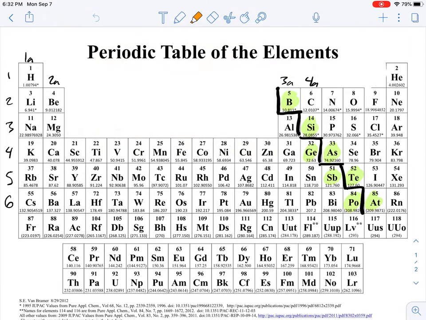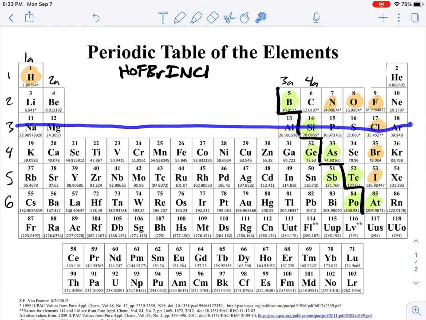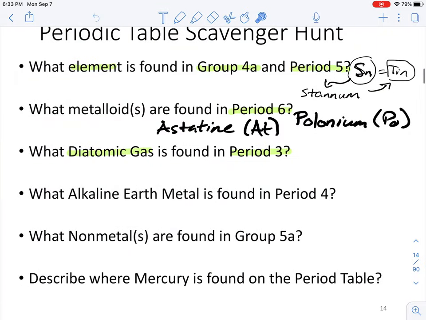So I'm going to go ahead and mark in orange all of the diatomic gases. So remember, the diatomic gases are Hofbrinkl. So here I have hydrogen, oxygen, fluorine, bromine, iodine, nitrogen, and chlorine. And so in period 3, it looks like my only diatomic gas is chlorine. And so I'm just going to go ahead and put in Cl over here. And I'm going to go ahead and put in chlorine.